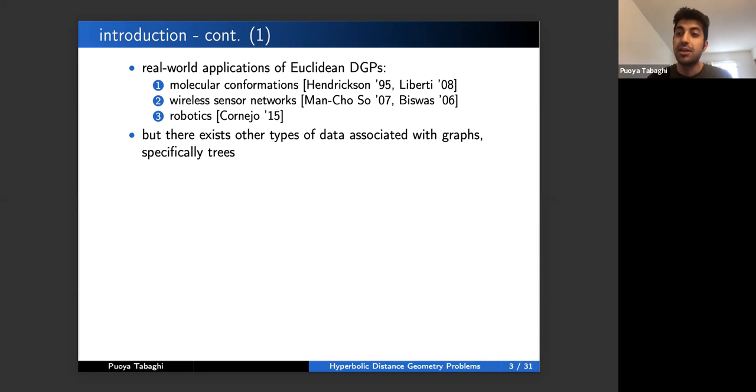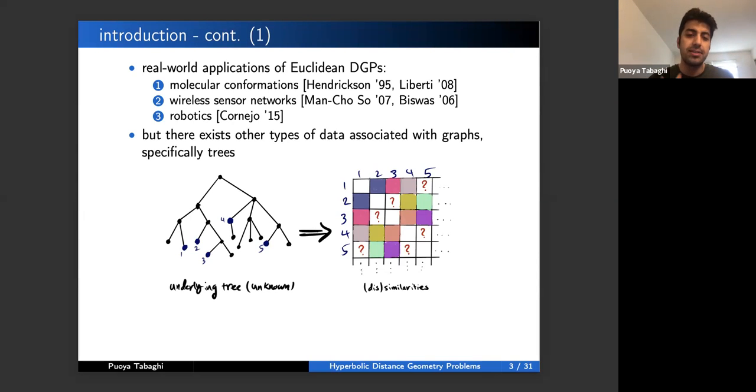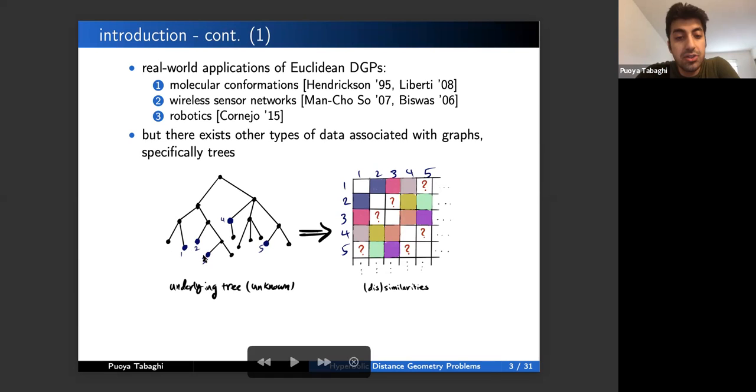We might have other types of data that usually are associated with graphs. And especially here, we are talking about trees. You can think about it as having an underlying tree, which you may not even know what that tree is, but you have reasons to believe that there is a tree, and you get to see similarity or dissimilarity scores between a set of entities or nodes on that tree. And these dissimilarities are generated via a function of distances that are defined on the tree.